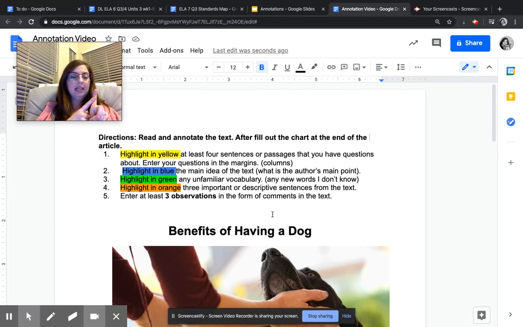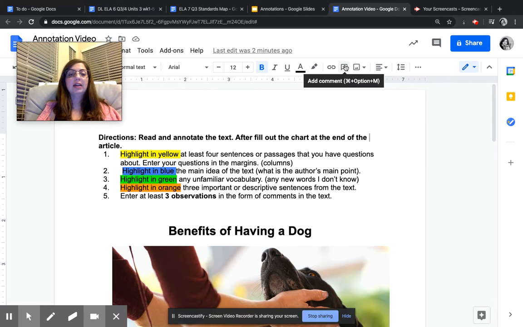First, we're going to highlight 4 sentences in yellow that we might have questions about. Then in blue, speaking of dogs, in blue, we are going to highlight the main idea of our text. Remember, the main idea is what is the author's main point, okay? In green, we're going to highlight any unfamiliar vocabulary. In orange, anything that's descriptive or important to the text. And then 3 observations or comments. And I'm going to show you how to do the comments.